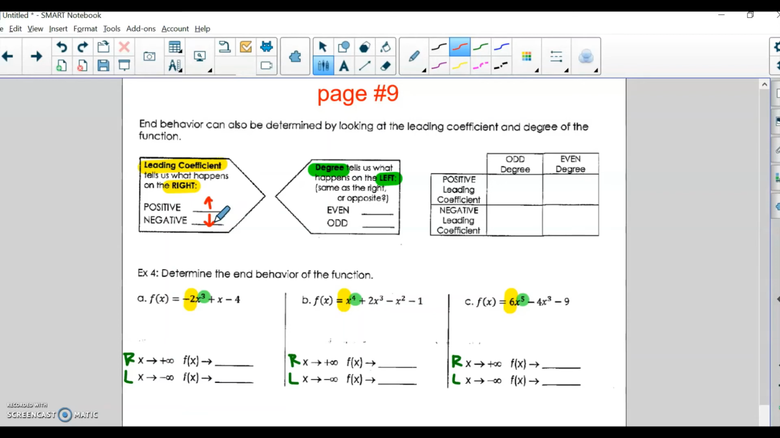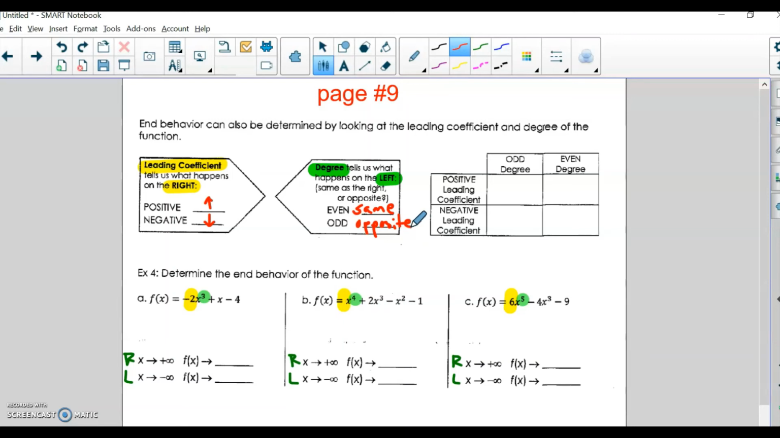The degree is telling us what's happening on the left-hand side. Degrees can be even numbers or odd numbers. When it is an even number, it's going to do the same as the right side. When the degree is an odd number, it's going to do the opposite from the right side. So you have to know what's going on the right side to understand what's going on the left side.